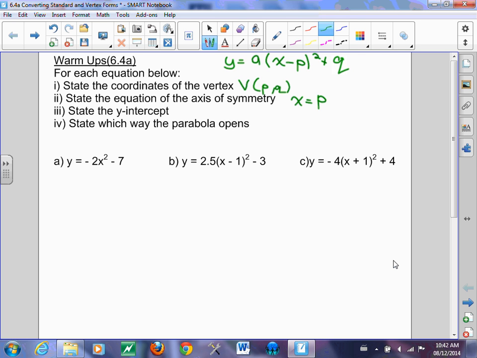To find the y-intercept, ladies and gentlemen, remember we're going to let x equals 0. So wherever you see an x, you replace it with a 0. And state which way the parabola opens. That's going to be based on your A value. If A is positive, it's going to open up, and if A is negative, it's going to open down. So it's based on A.